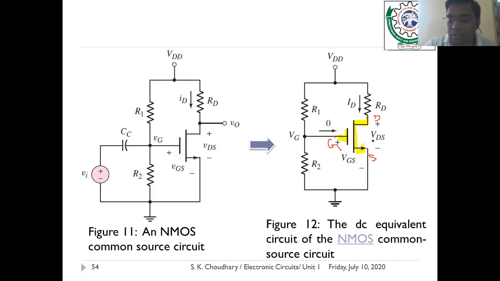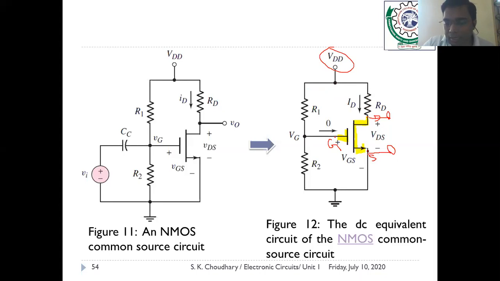This is up to the device MOSFET. Now you have to connect a resistance between the supply voltage and the drain terminal, because it is the output terminal also. Drain is here, the output terminal is the drain. Okay, so between the output terminal and the supply you have to connect a resistor, which is called the drain resistance, or also the load resistance. Okay, and this is the first.